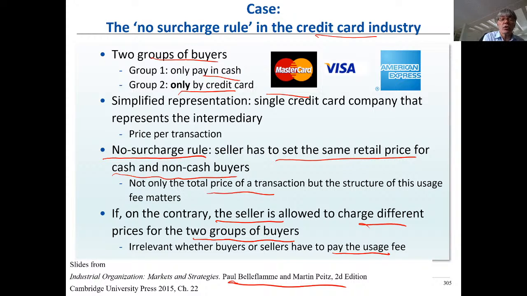Now, not only the total price of a transaction, but the structure of this usage fee matters. Because if you are a buyer and only you pay that, of course you have to take that into account, and many fewer people will use the credit card. If only the merchant has to pay that, it might be that, first of all, more buyers might use the credit card. And on the other hand, of course, you have to think hard about whether you accept a credit card as a merchant. Okay, hopefully this was clear.